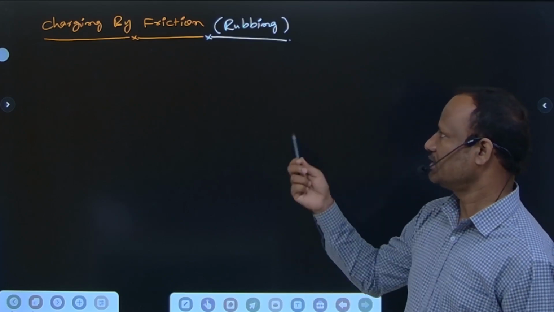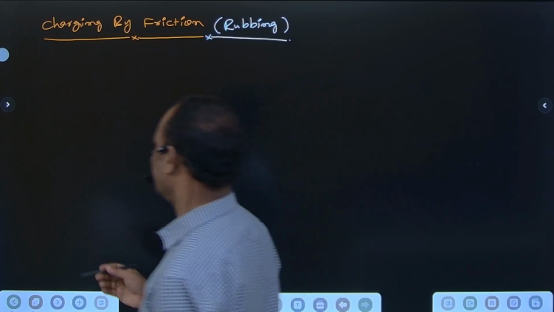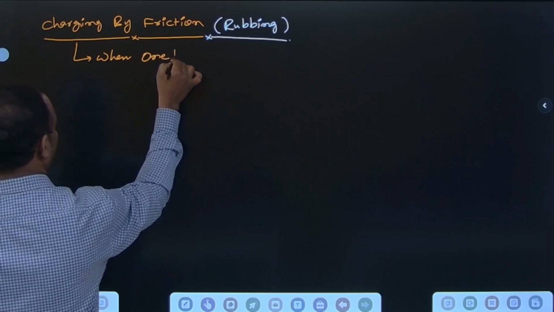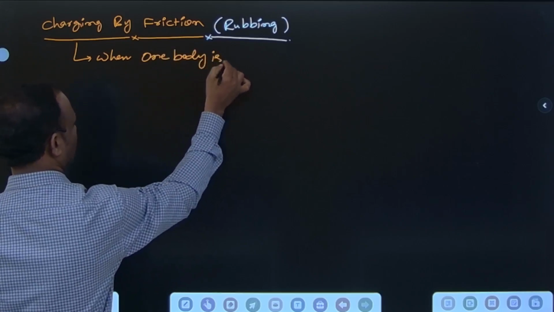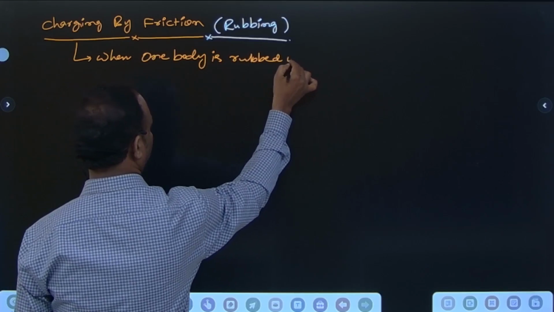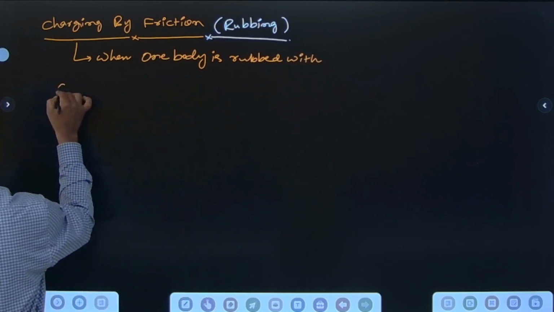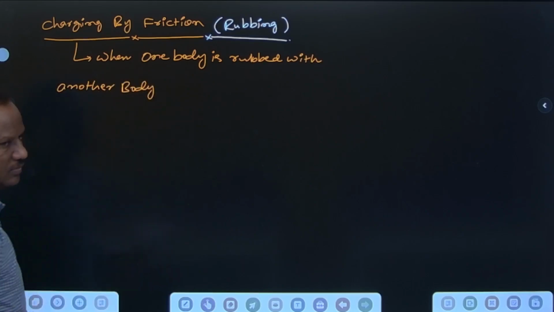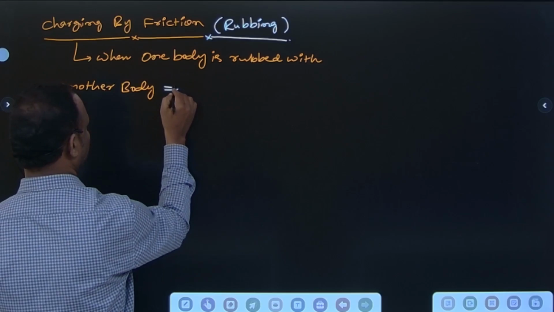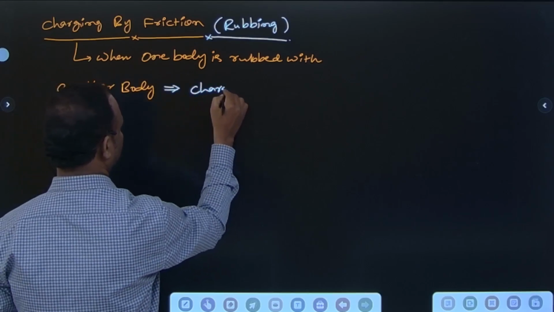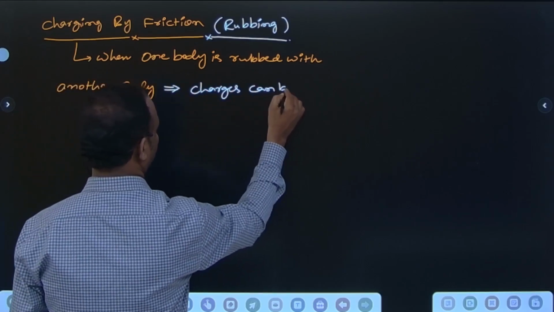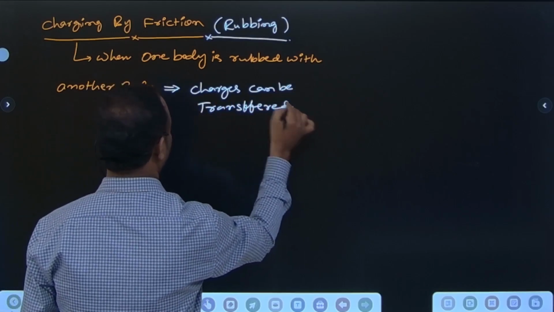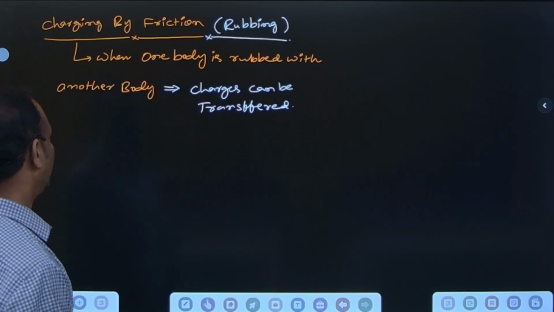Okay? So charging by friction: when one body is rubbed with another body, charges can be transferred. So charges are transferred from one body to another body.